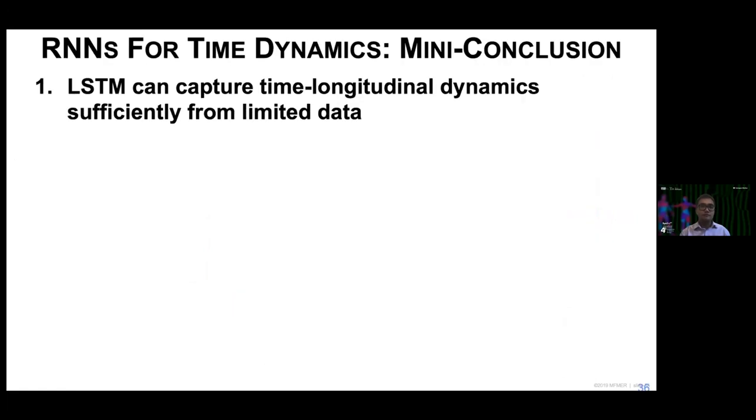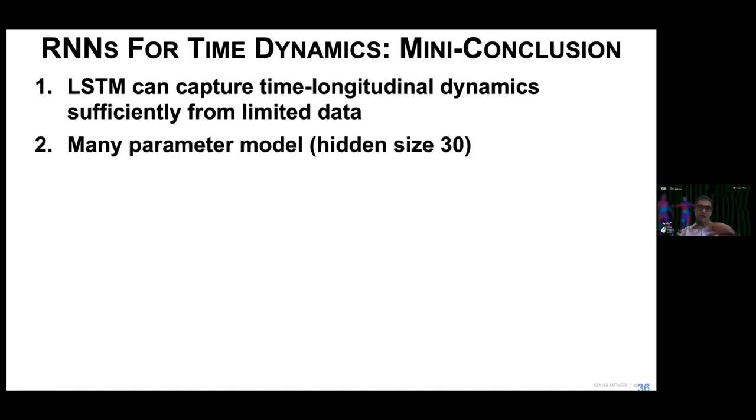All right. So the conclusions are that the LSTM is capable of capturing time longitudinal dynamics sufficiently from a very limited data set, right? I told you there are about 1,000 data points here, and that seems like a lot for any microbiome study. But for anyone who works with recurrent neural networks, something like 1,000,000 seems like a reasonable number. Something like 1,000 seems very unreasonable. So the fact that it works with just 1,000 samples tells us that there is in fact a very strong relationship inside of that data that makes this work.